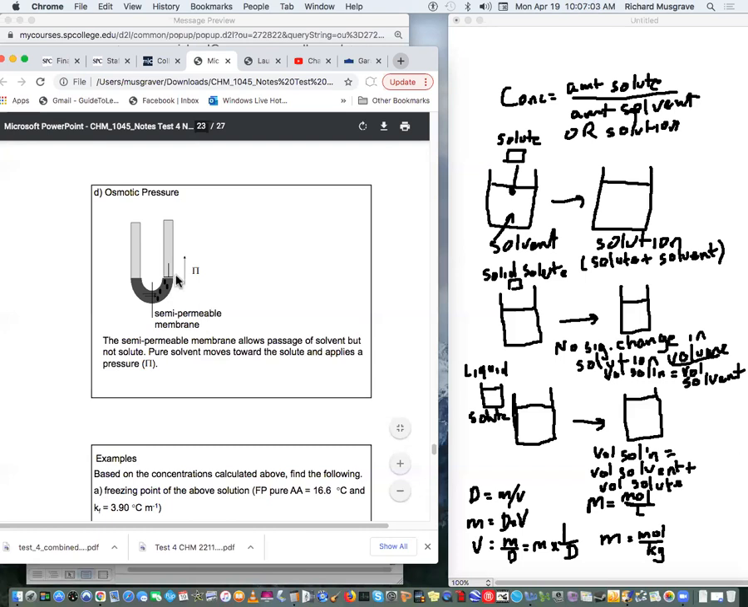Now, what happens then is you've got a piston down here. It puts a pressure on that side of the semi-permeable membrane, which pushes the piston upwards. That's called osmotic pressure. And it has the symbol capital Pi. That's the osmotic pressure right there. Does anybody have any questions so far?